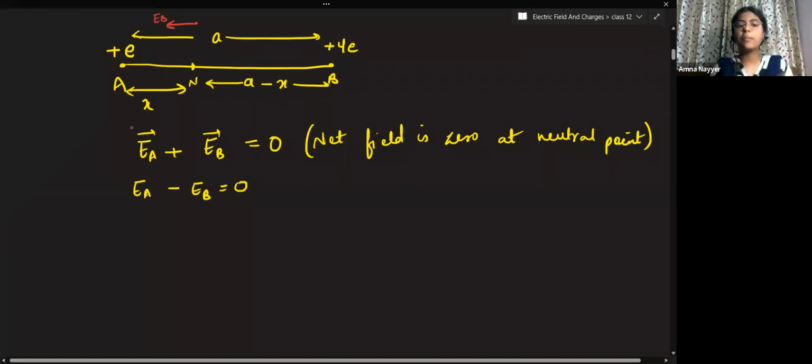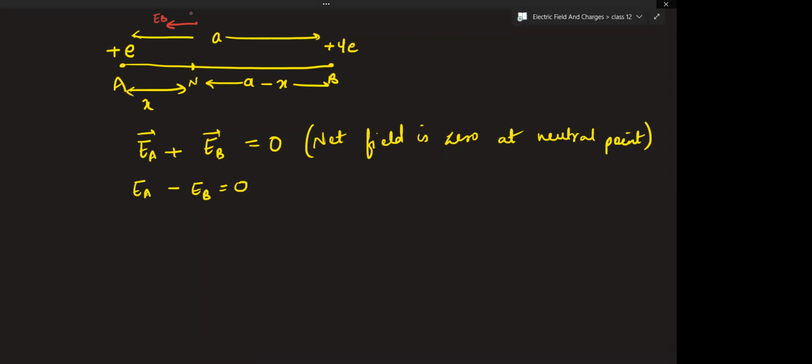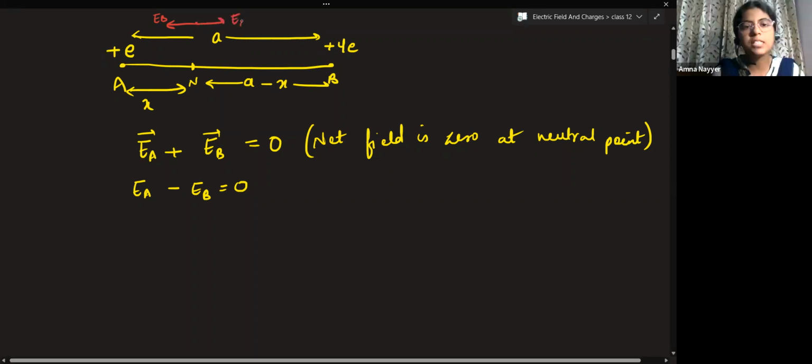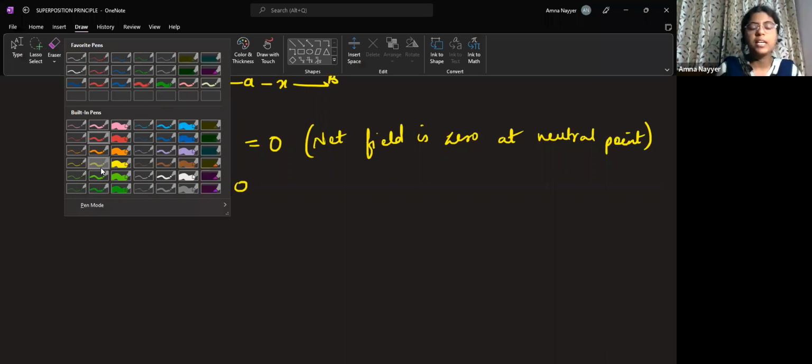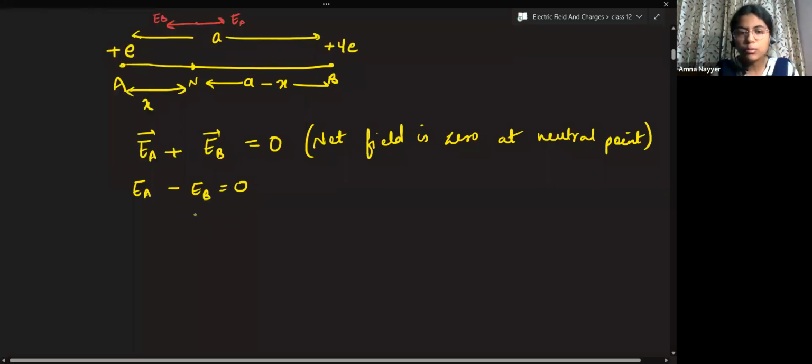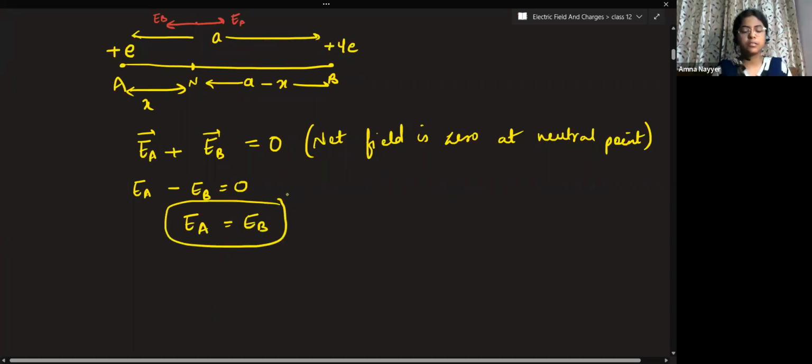Now see, because of plus e, this small e plus e, it will be towards the right or left? Right. It will be towards the right. So see, since both of them are in opposite direction and making an angle of 180°, that's why I have written their magnitudes as EA minus EB is equal to 0. So if EA minus EB is equal to 0, we can say EA is equal to EB. Till here, any doubts?